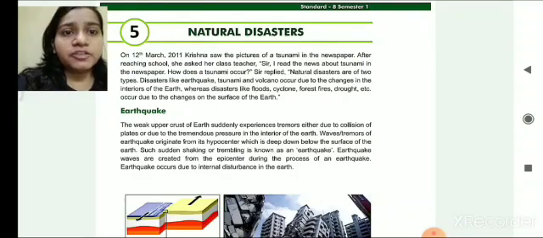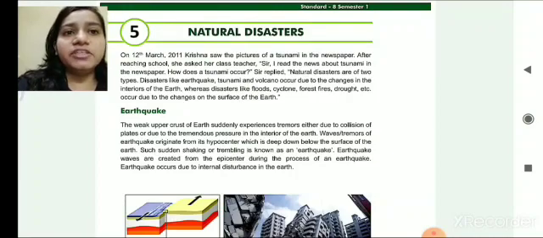On 12th March 2011, Krishna saw the pictures of a tsunami in a newspaper. After reaching school, she asked her teacher, "Sir, I read the news about tsunami in the newspaper. How does tsunami occur?" Here is a child who saw the pictures of tsunami in a newspaper and asked her class teacher what is tsunami and how does it occur.